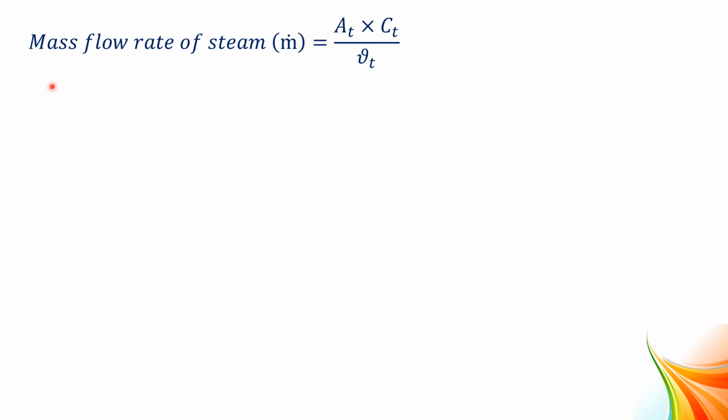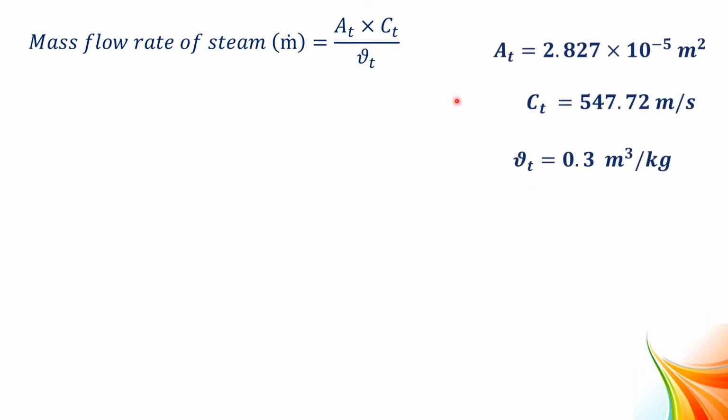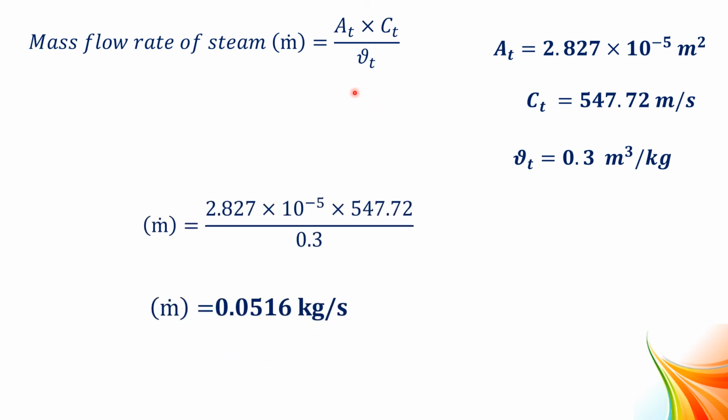Next we have to find out the mass flow rate of steam, m dot. m dot equal to At Ct divided by Vt. So At and Ct values we have calculated. Vt is the specific volume, which is taken from the Mollier diagram. Now substitute these three values in this equation. We get the mass flow rate equal to 0.0516 kilogram per second.